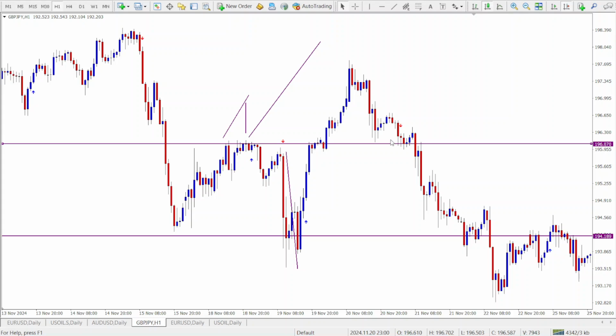So pay attention to price action. Wherever you find a blue arrow beneath the candlesticks around a resistance, please stay out of that trade. Do not enter.